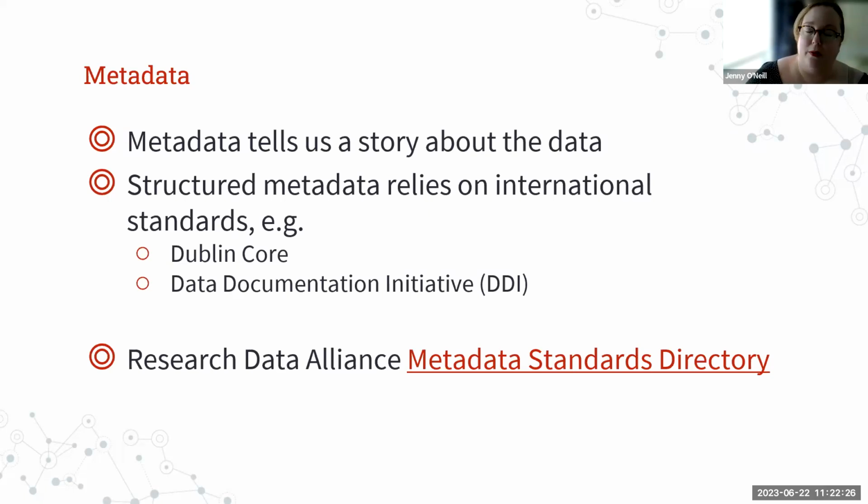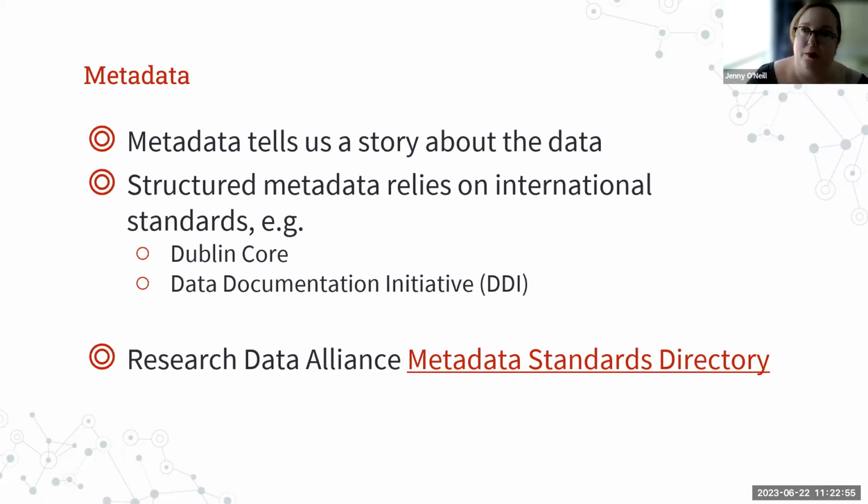The two that are probably most commonly used within the social sciences are Dublin Core, which is a list of about 15 different elements which can describe your data. Within ISSDA, we use the Data Documentation Initiative, which is the recommended standard for quantitative research data. But if you're interested in learning more, or if you have data which you don't feel fits into either of these standards, you can have a look at the Metadata Standards Directory.